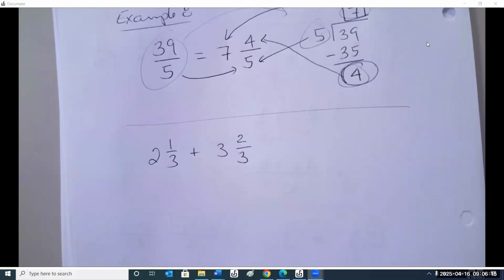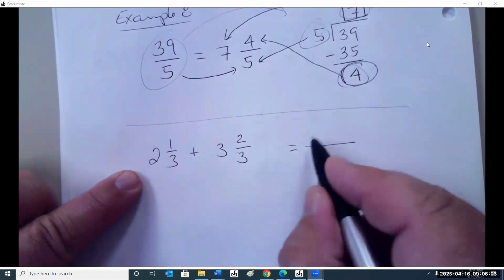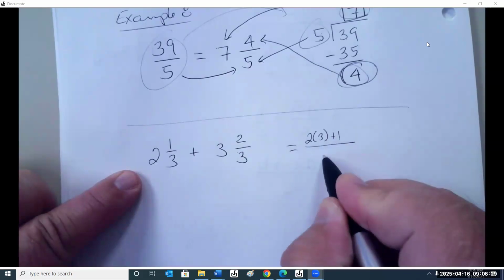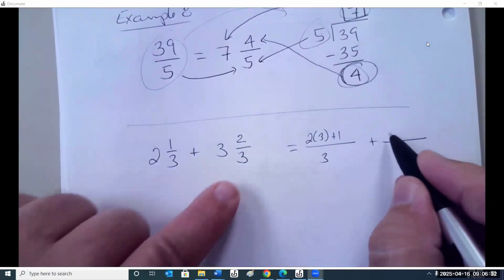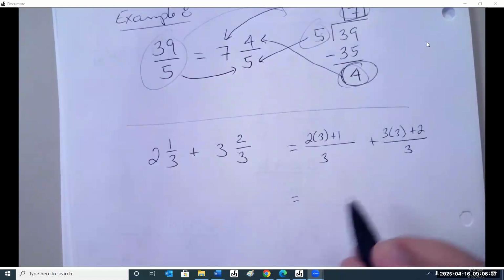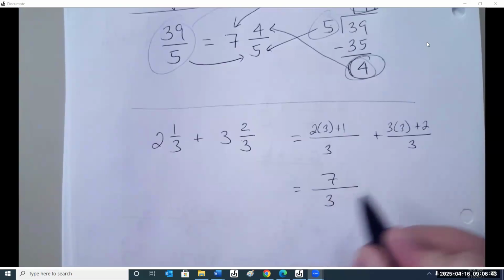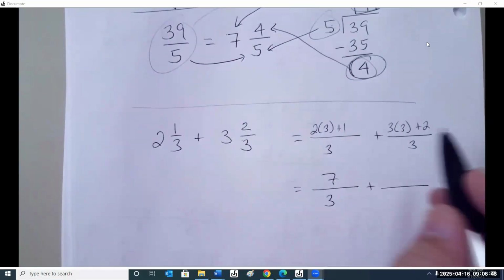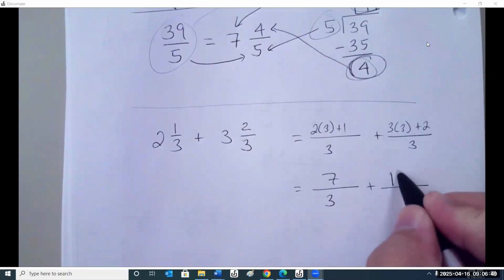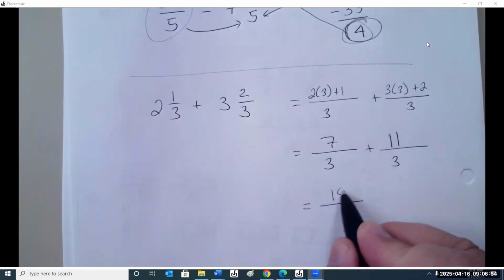How would you add mixed numbers? That's one way, yes. We could convert them into improper fractions first. So we have 2 times 3 plus 1 over 3, and 3 times 3 plus 2 over 3. 2 times 3 is 6 plus 1 is 7. 3 times 3 is 9 plus 2 is 11. So we get 7 plus 11 is 18 over 3.